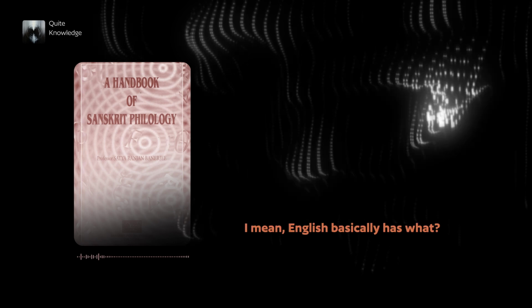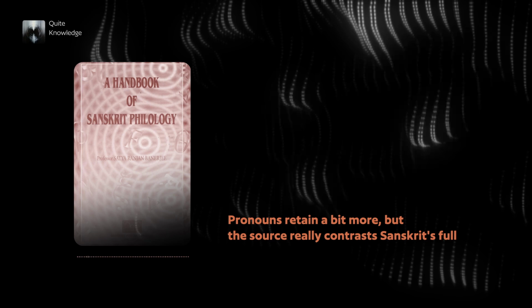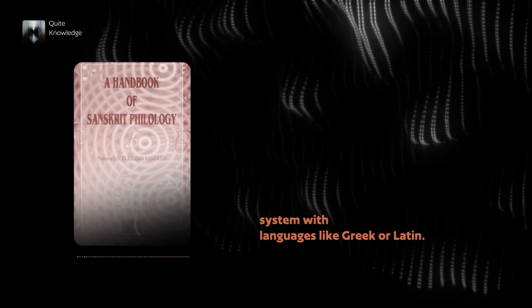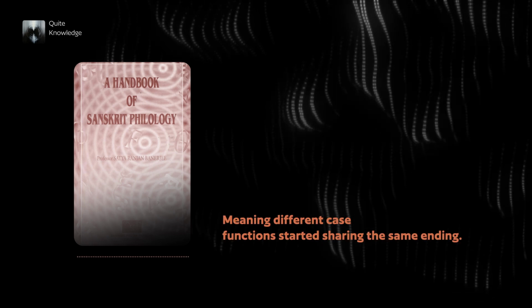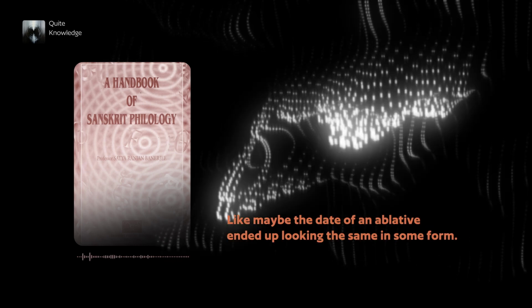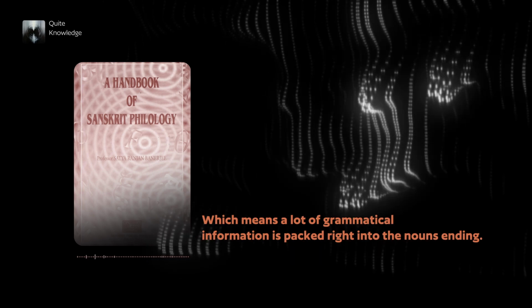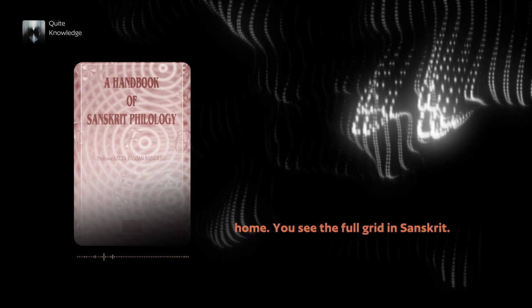I mean, English basically has, what, possessive nouns? Mm-hmm. And that's about it for case endings on nouns. Pretty much, yeah. Pronouns retain a bit more, but the source really contrasts Sanskrit's full system with languages like Greek or Latin. They saw more syncretism. Syncretism, meaning? Meaning different case functions started sharing the same ending. They merged. Like maybe the dative and ablative ended up looking the same in some forms. Okay. But Sanskrit kept them all distinct. Largely, yes. Which means a lot of grammatical information is packed right into the noun's ending. You can tell its function just by looking at the form. The tables in the source showing wolf or horse across languages really drive this home. You see the full grid in Sanskrit.